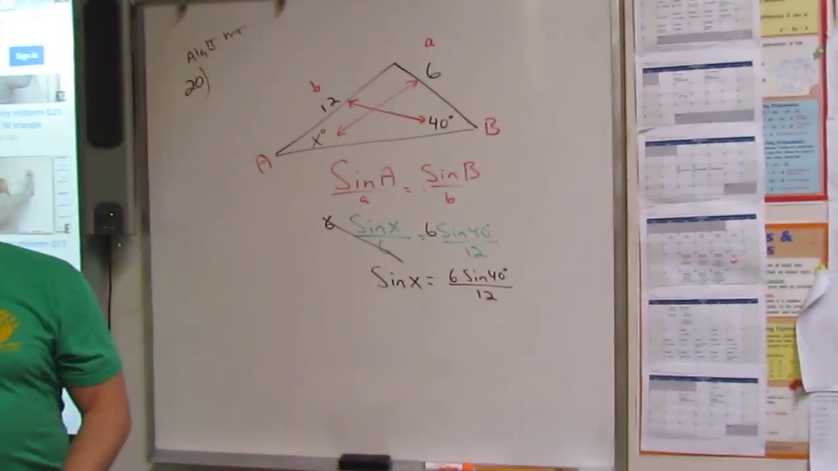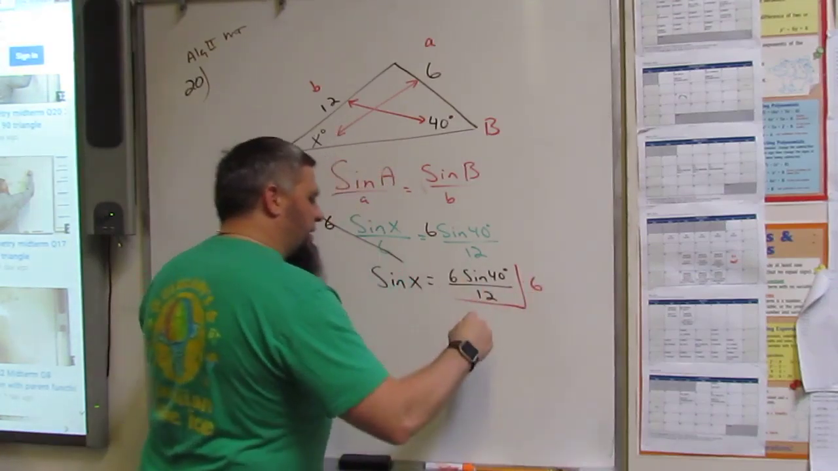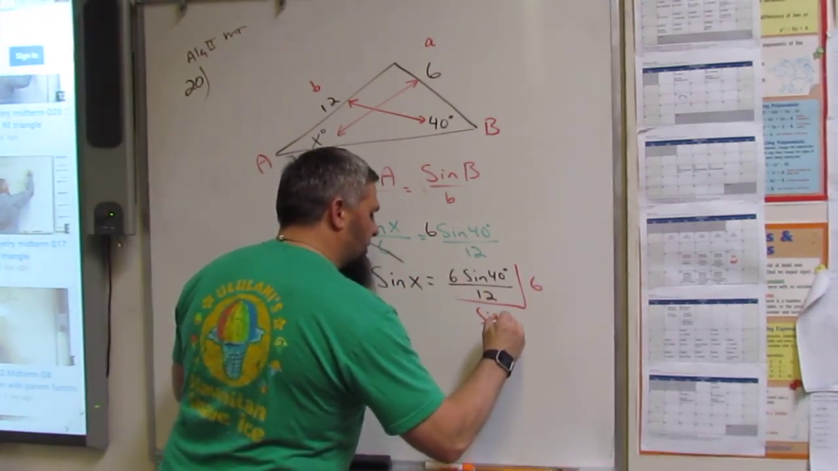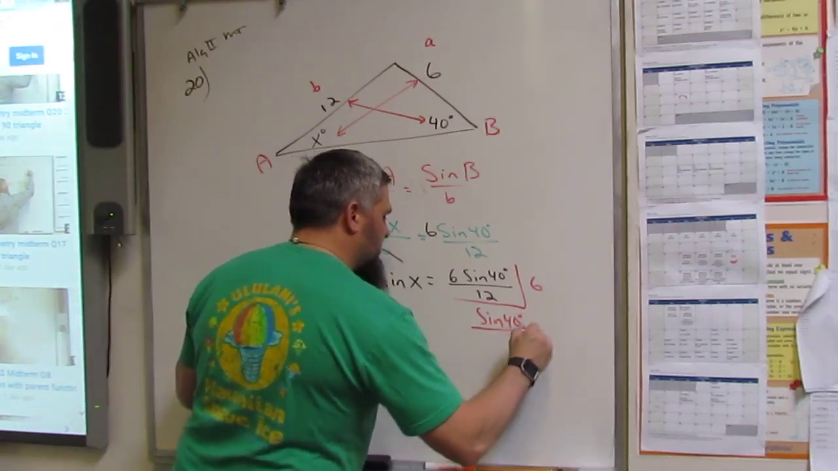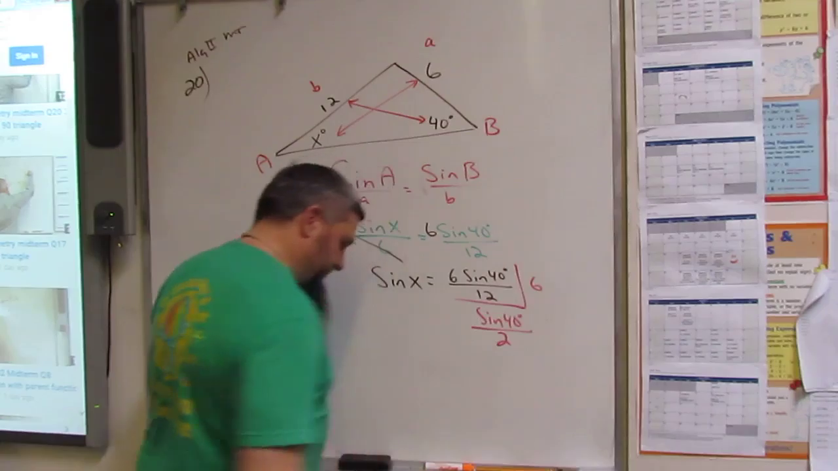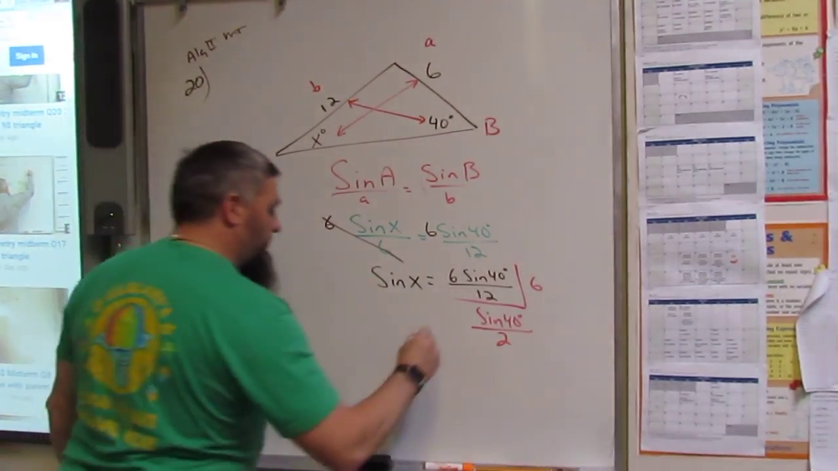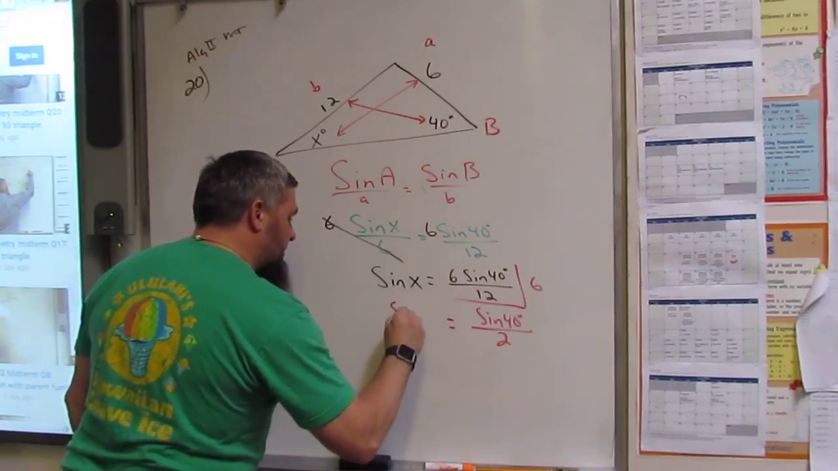Now I could break that down, right? Just real quick, 6 goes into that once, twice, 3 times a lady. Sorry. Okay. So sine 40 degrees over 2 is equal to sine x.